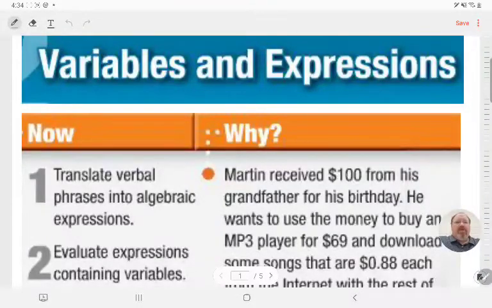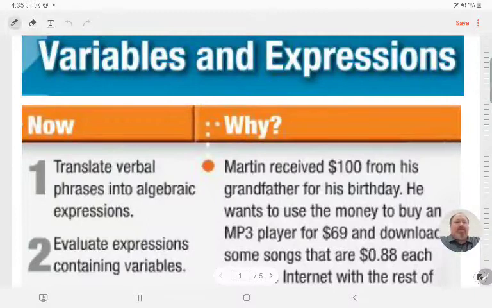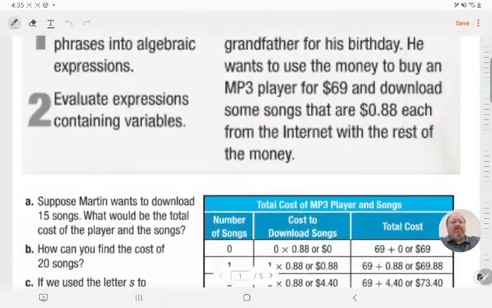So today we're going to do variables and expressions. We're going to translate verbal phrases into algebraic expressions, and we're going to evaluate expressions containing variables. So Martin received $100 from his grandfather for his birthday. He wants to use the money to buy an MP3 player for $69 and download some songs that are 88 cents each from the internet with the rest of the money.